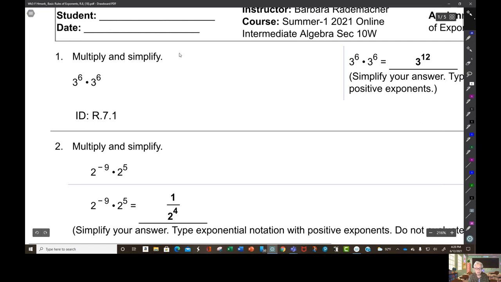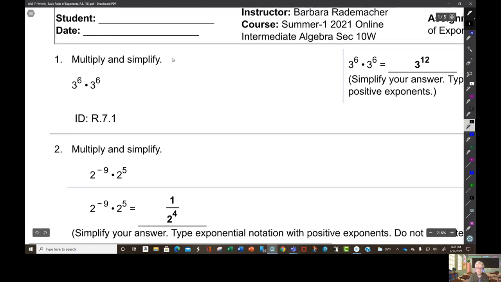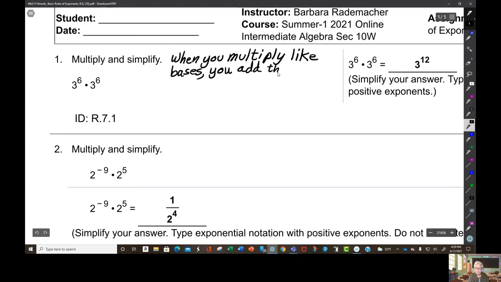Rule number one, when you multiply like bases, that is a like base, you add the exponents. You add the exponents.